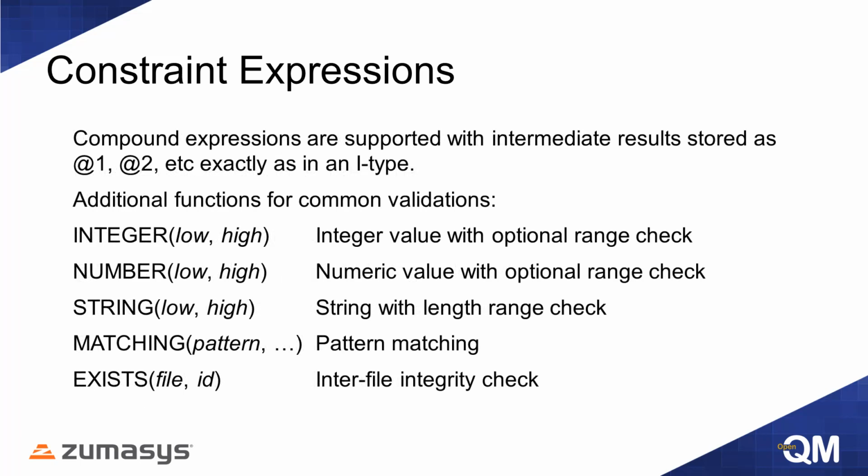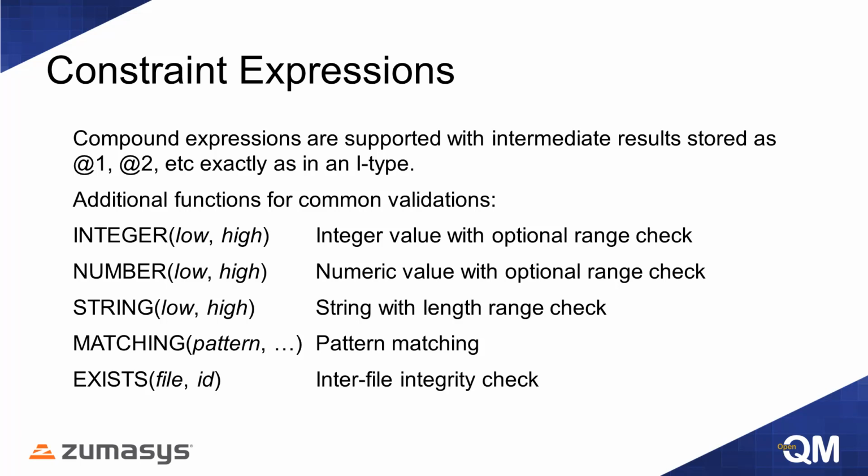Compound expressions are allowed if we need to do something more complex than a simple expression enables us to set up. And just as with I-types, the intermediate results are stored in pseudo variables called @1, @2, etc. And they can be used in exactly the same way as in I-types. There are 5 additional functions added for common validations.